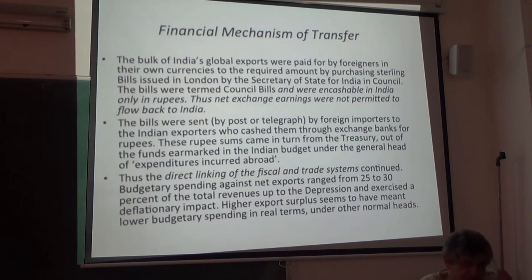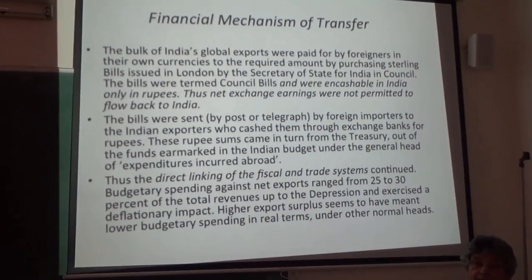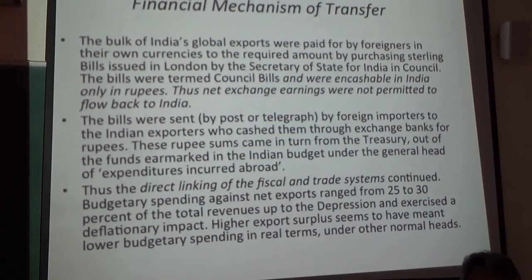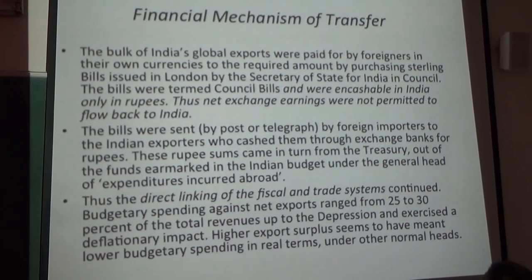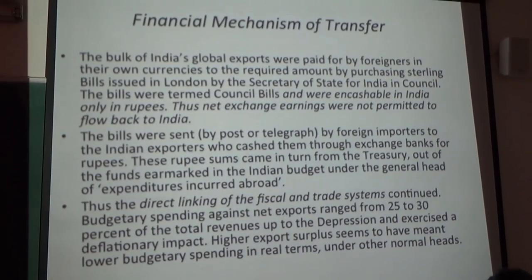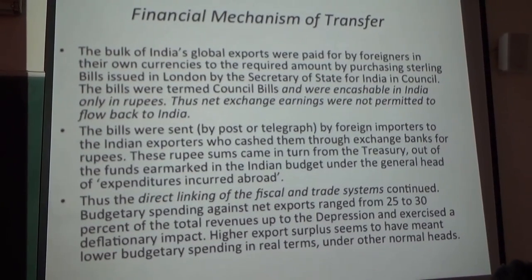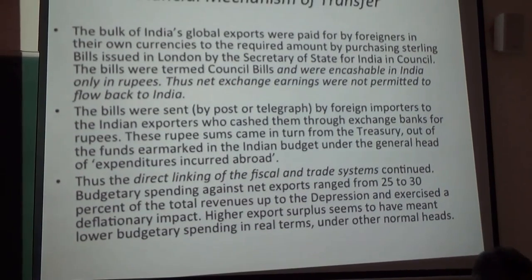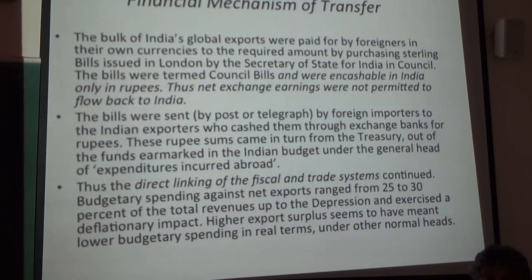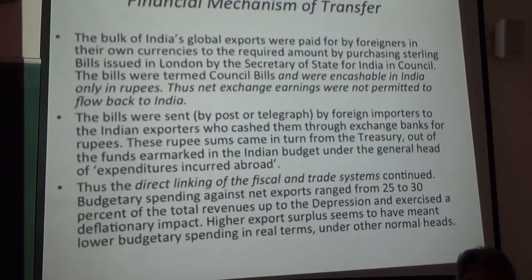And what was the financial mechanism of the transfer? The financial mechanism was through council bills. Foreigners who were importing from India also had the option of paying us in gold. But the council bill mechanism was designed in such a manner that they found it cheaper to buy council bills from the Secretary of State for India in London and send the council bills to India rather than to ship gold in payment. So whether you were an American importer or a German or whatever, you paid for your imports from India by purchasing council bills which were issued by the Secretary of State for India in London in your own currency. These were sterling bills, they were converted to sterling.